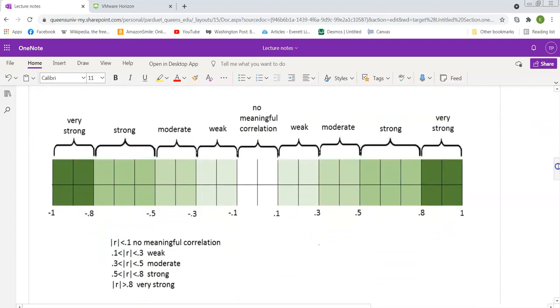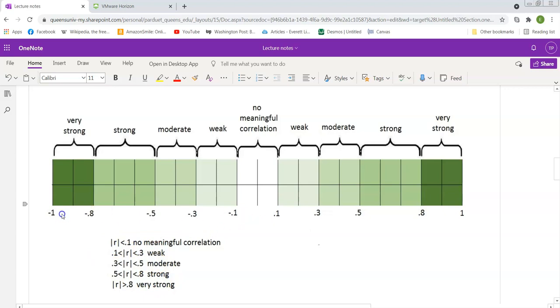So different people have come up with different guidelines for what's considered to be strong or weak or whatever. This is just one set of guidelines. You may see different ones in different places. But in general, I want you to know that this is on a scale. These are not set in stone. And just like every effect size we've seen this semester, you should always compare to similar studies as opposed to comparing to these guidelines, which are somewhat arbitrary.